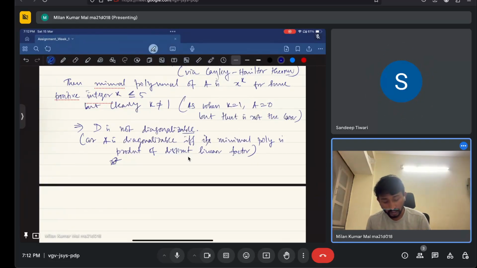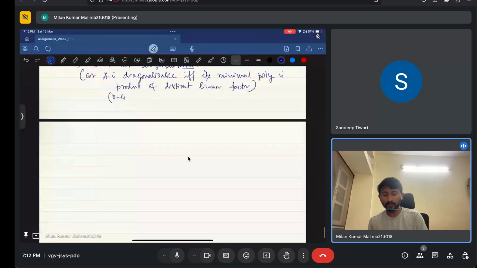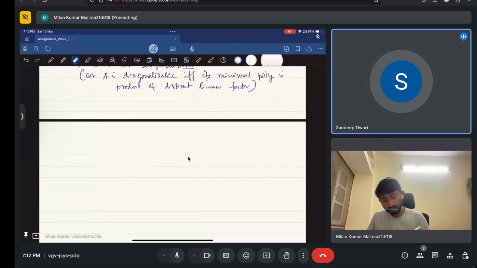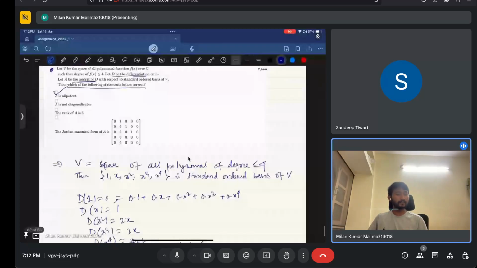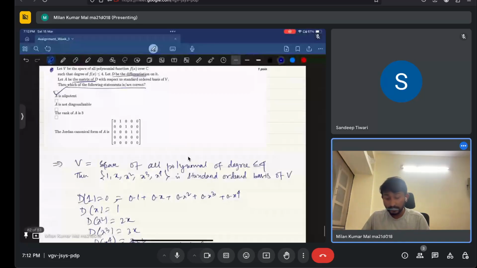Basically it is saying that an operator is diagonalizable if and only if its minimal polynomial is something like (x minus c1) all the way to (x minus ck). But here the only eigenvalue is 0. A nilpotent matrix is diagonalizable if and only if it is the zero matrix. So A is not diagonalizable. This is correct. So the question is, which of the following statements is correct? Okay, so this is correct.